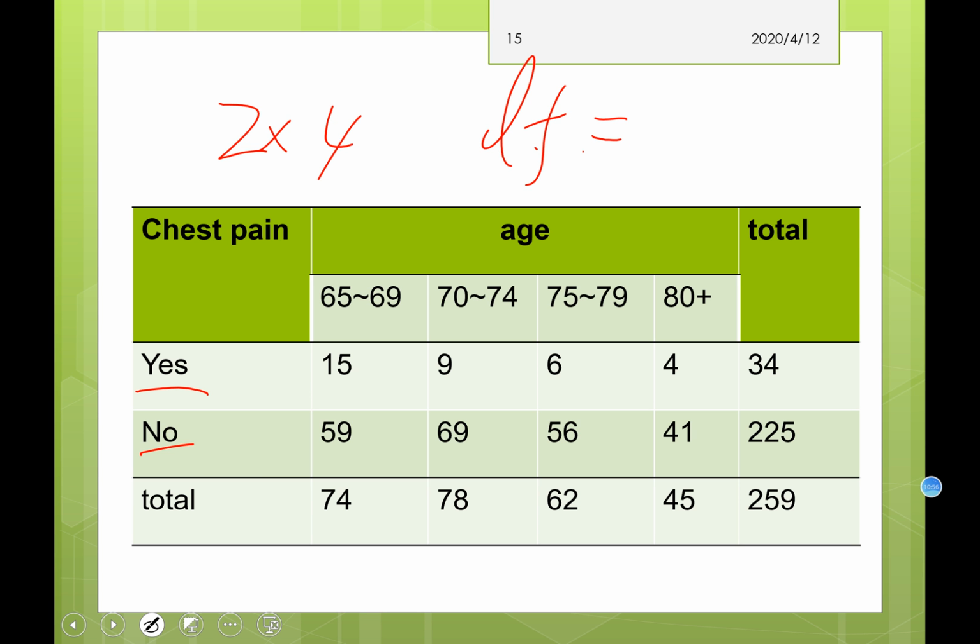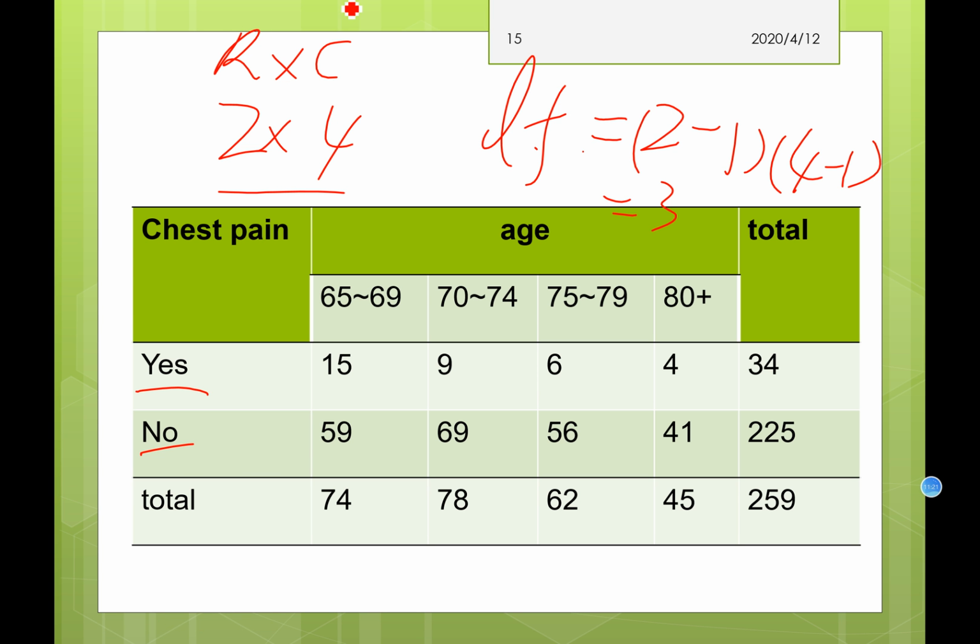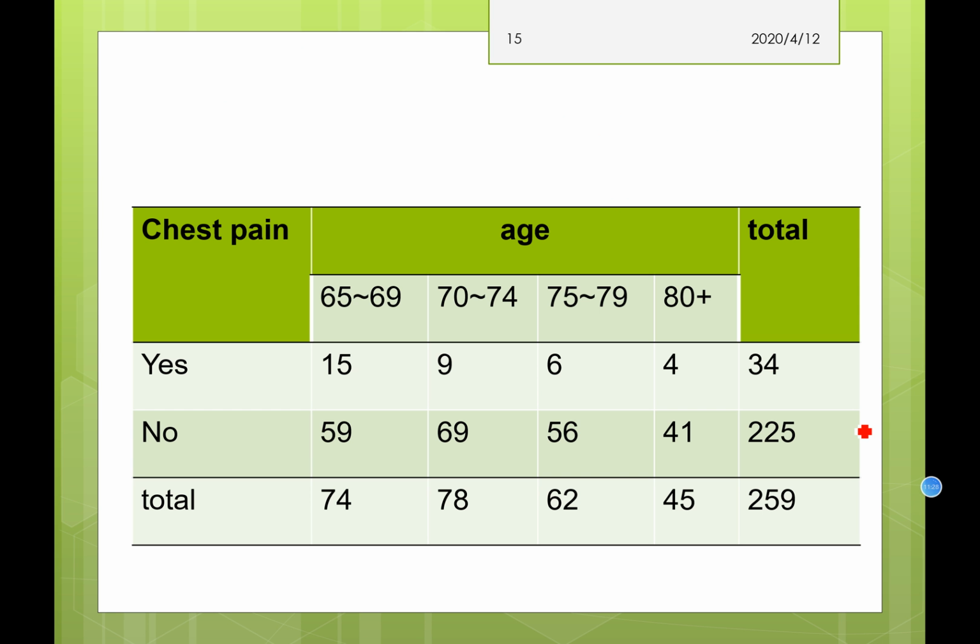Okay, I think you can do it, right? DF is (2 minus 1) times (4 minus 1), so DF equals 3, right? So this is a 2 times 4 contingency table, and we can call it an R times C contingency table. Okay, let's clean it. Here we want to identify whether there is any significant difference between the two groups, so we need to use the chi-square test.